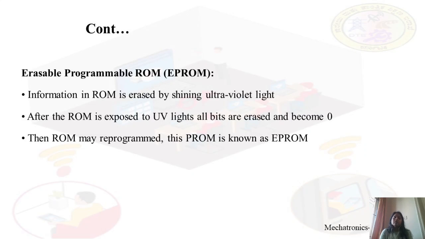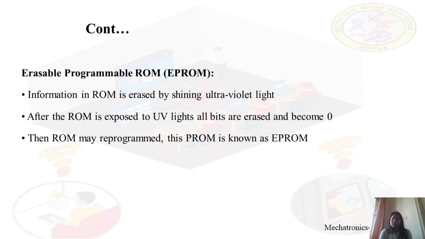There will be a window on this EPROM. UV light will be passed onto this memory. Then what happens? The data will be erased. Then again we can rewrite or reprogram this memory. So by using UV light we are erasing the memory. It is also called UV EPROM. Understood? Once it is erased, all the bits will be reset to 0.